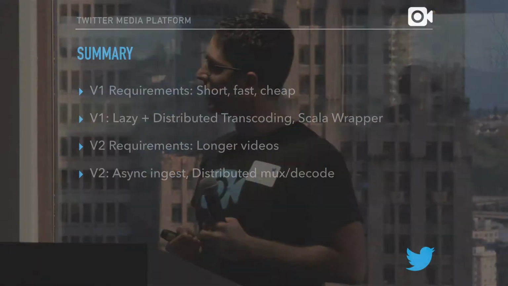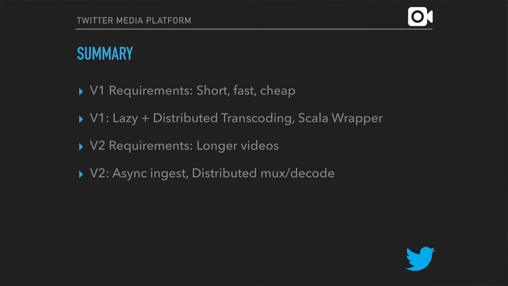So to sum up all the things I've discussed, for V1, our most important requirement was that we didn't have to deal with long videos. We were dealing with mostly short videos. Leveraging that fact, we wanted to make our platform as fast as possible in terms of letting you tweet a video, and also cheap, minimizing costs. For that, we came up with the lazy and distributed transcoder, and for fast iterations, we wrote the Scholar app. For V2, the key change was that we had to support much longer videos, and this is where we introduced the async ingest so that we have more breathing room to do some transcoding up front. And then for scalability of how we transcode, we added the distributed mux and distributed decoding.